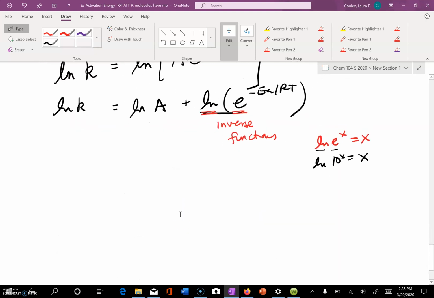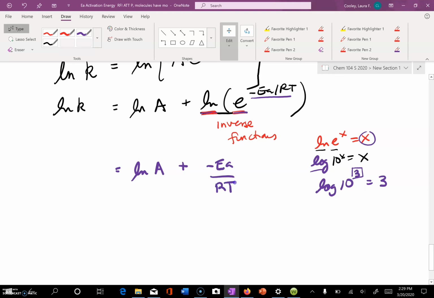So working with this equation a little further, the natural log and the e functions are inverse functions of one another. So the log of e to the something is just the something, just like in base 10 logs, the base 10 log of 10 to the something is that something. So the log of 10 cubed would simply be 3. Basically, the log is the exponent in a 10 to the function. The similar thing with natural log. This just becomes the exponent. So it's the log of A plus minus Ea over R times 1 over T.